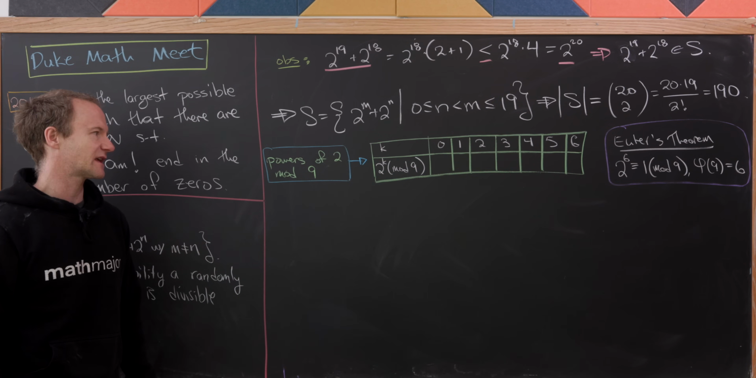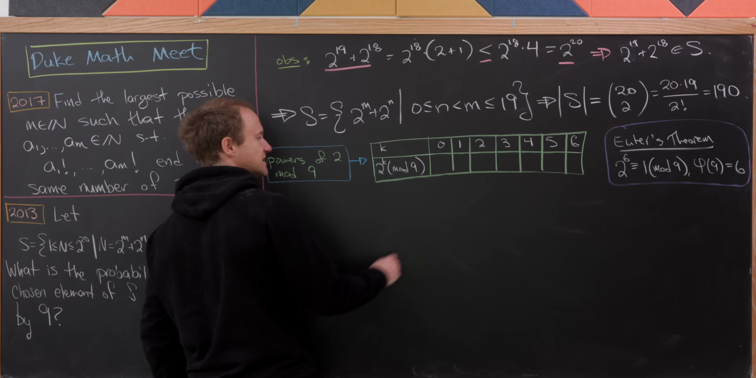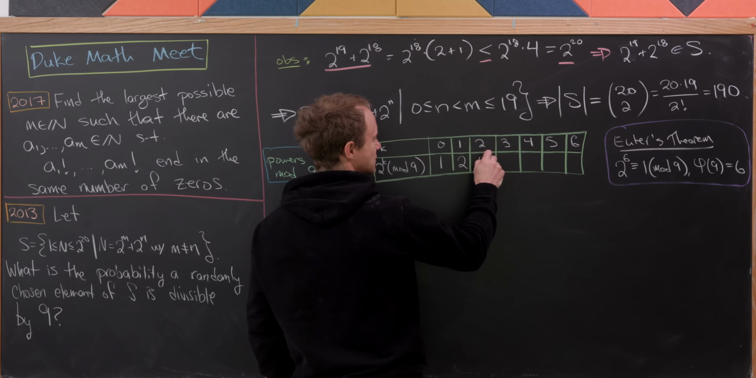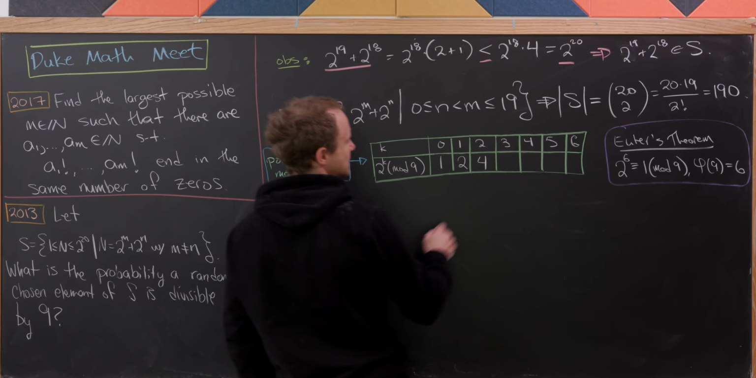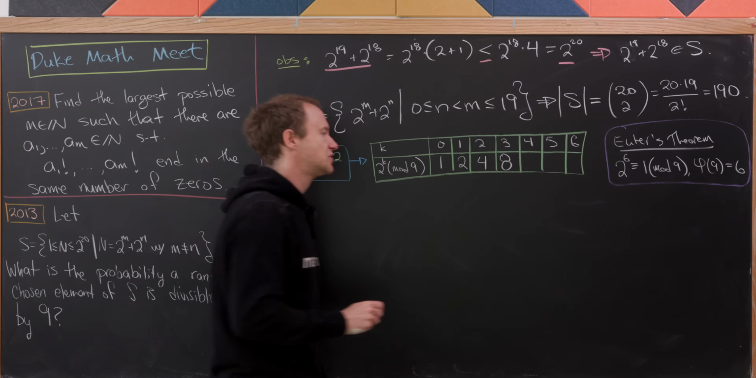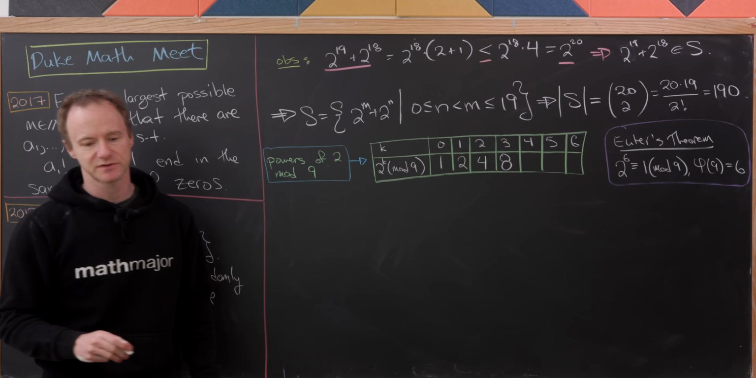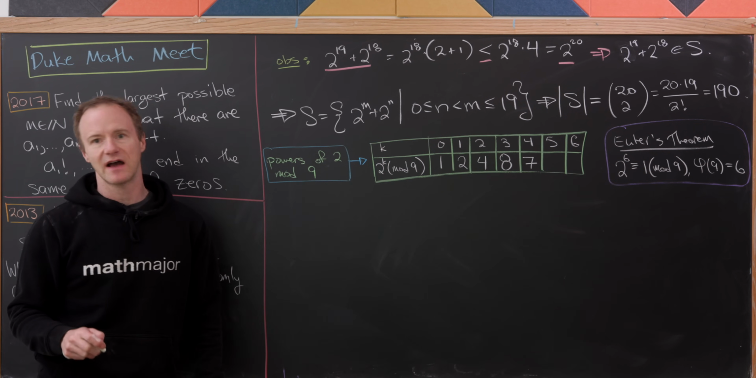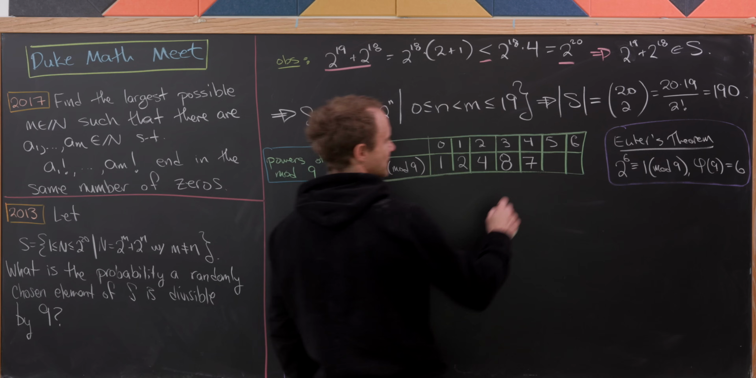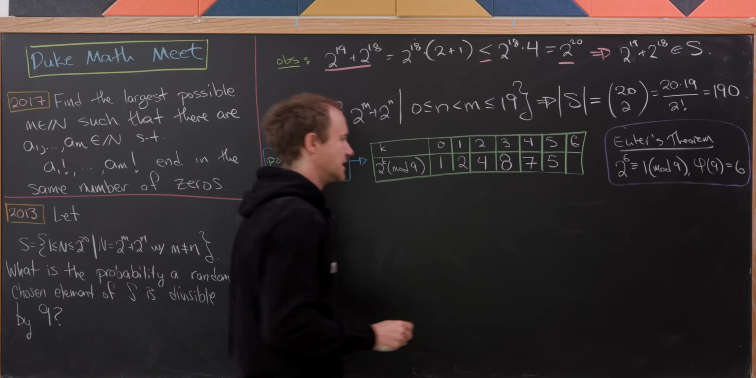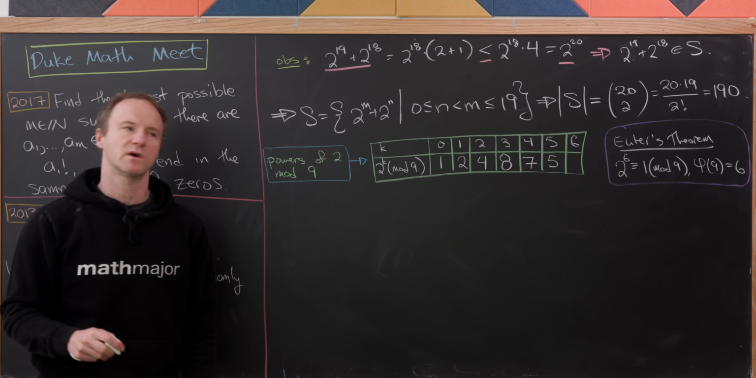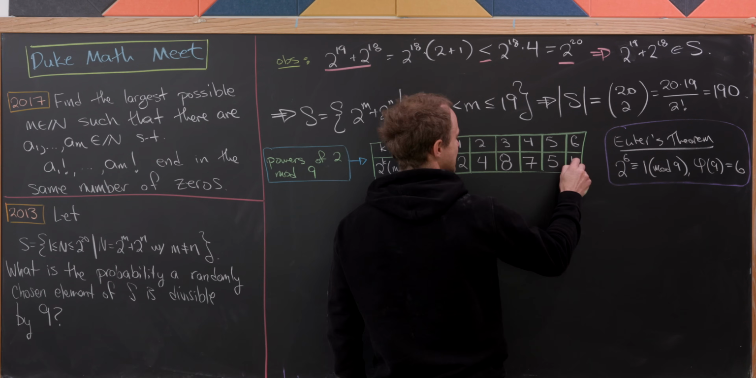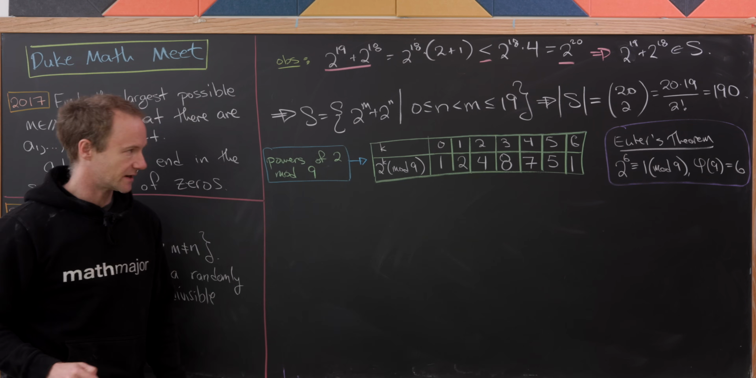Okay, so now let's make the calculations to fill this chart in. 2 to the 0 is 1, 2 to the 1 is 2, 2 to the 2 is 4, 2 to the 3 is 8, 2 to the 4 is 16, but observe that 16 is 7 mod 9. 2 to the 5 is 32. Let's observe that that is 5 mod 9. 2 to the 6 is 64. That's one more than 63. So that's 1 mod 9.